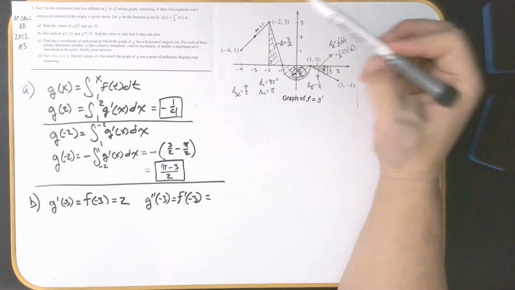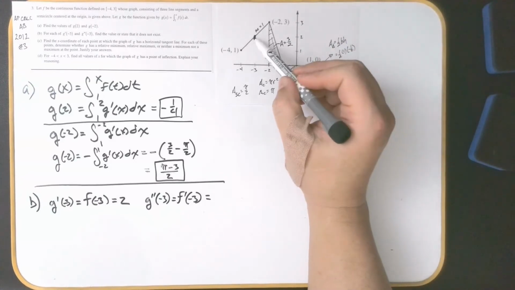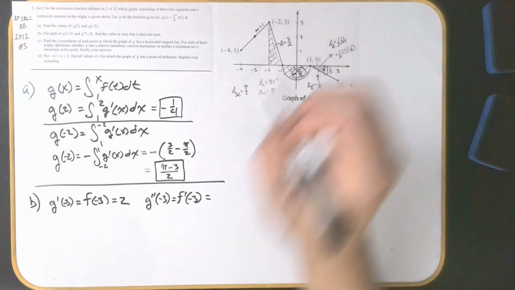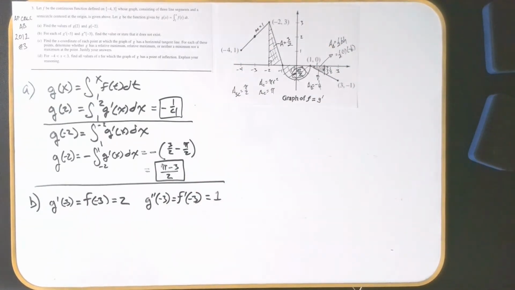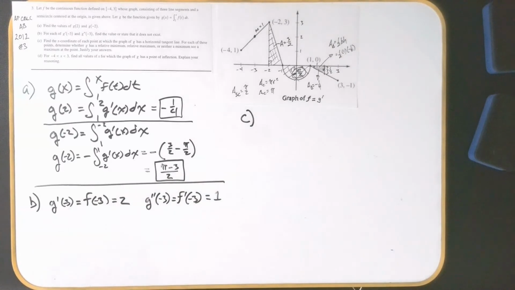And we actually already calculated it. We got the slope as 1. So we needed to figure out the y value at -3 for the first part, and then we had to find the slope at that point for the second part, and the slope is actually equal to 1. And that is B. Okay, let's move on to part C.